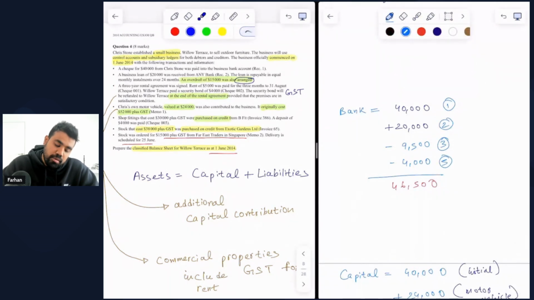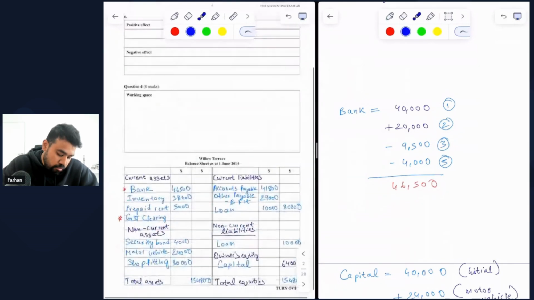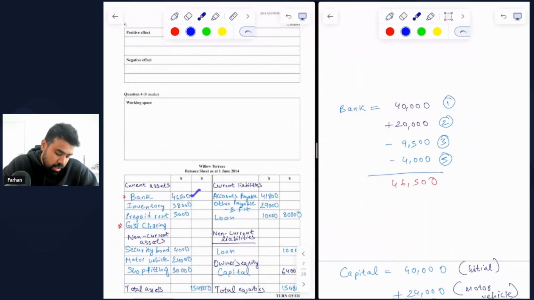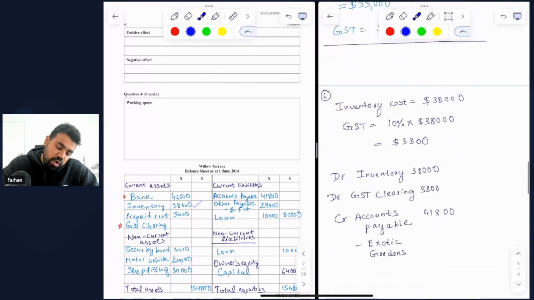And you can see I've included minus 4,000 to reflect that it was an outflow. And once you find the net amount, you get $46,500 as the available bank balance. And that is what we have to include here. So bank of 46,500. Then we have inventory of 38,000, which is simply coming from transaction number 6, where we purchased inventory at a cost of 38,000.